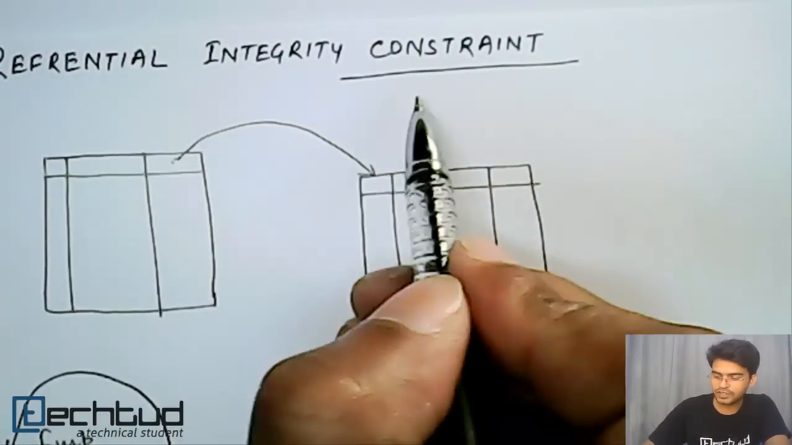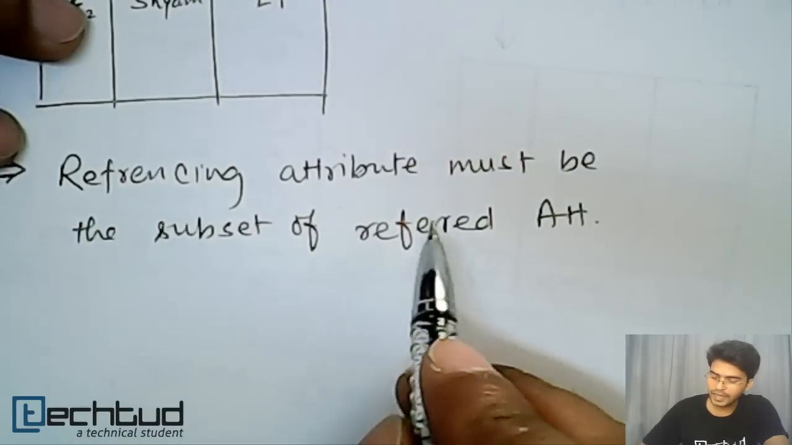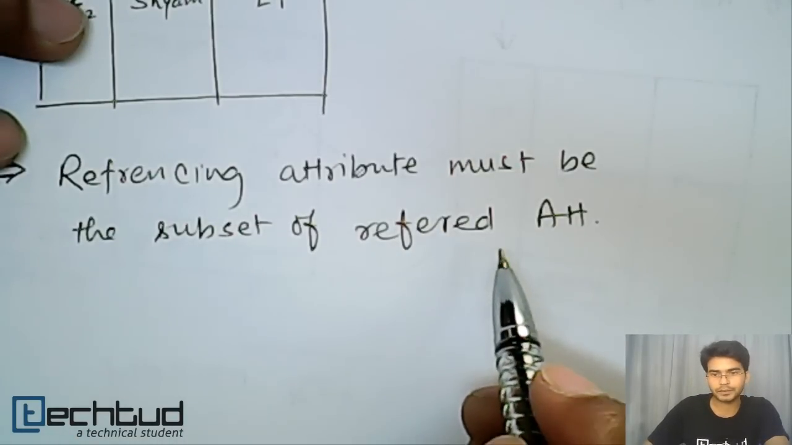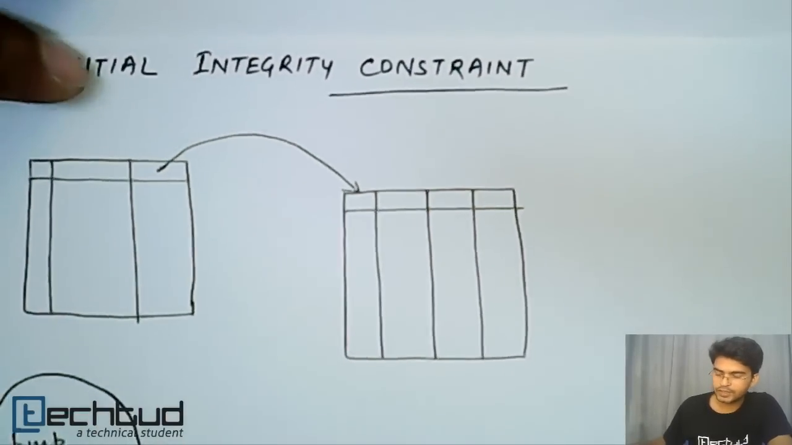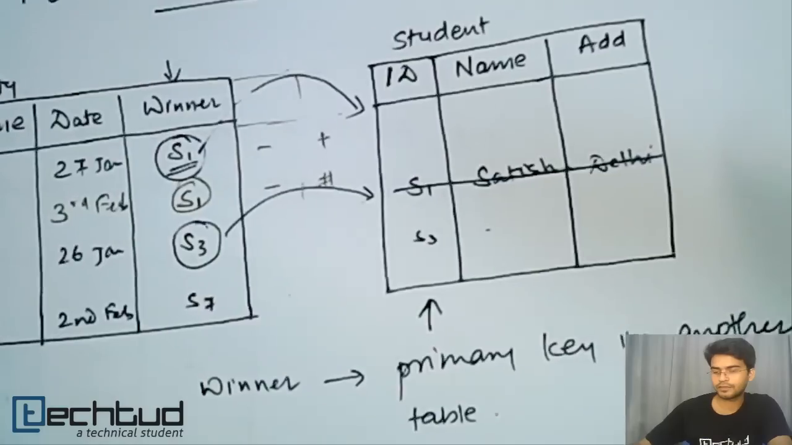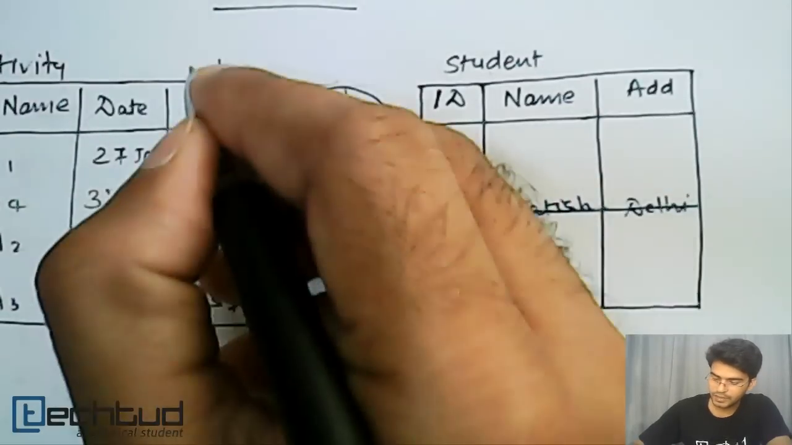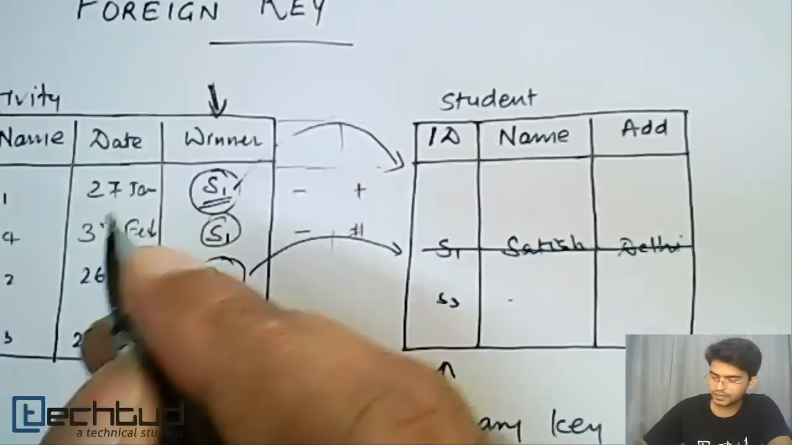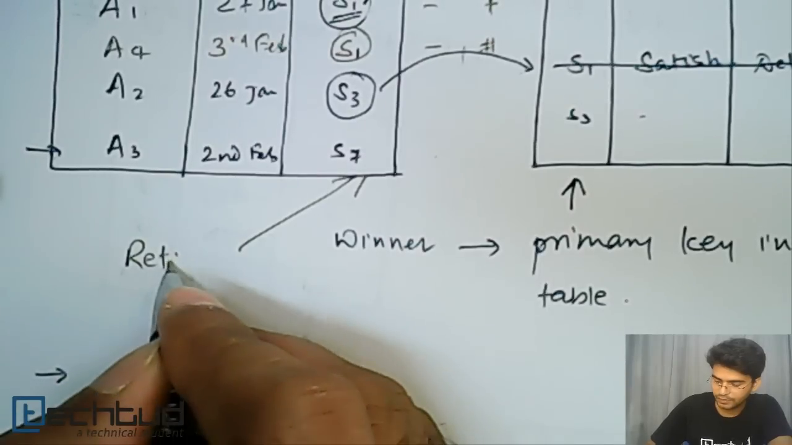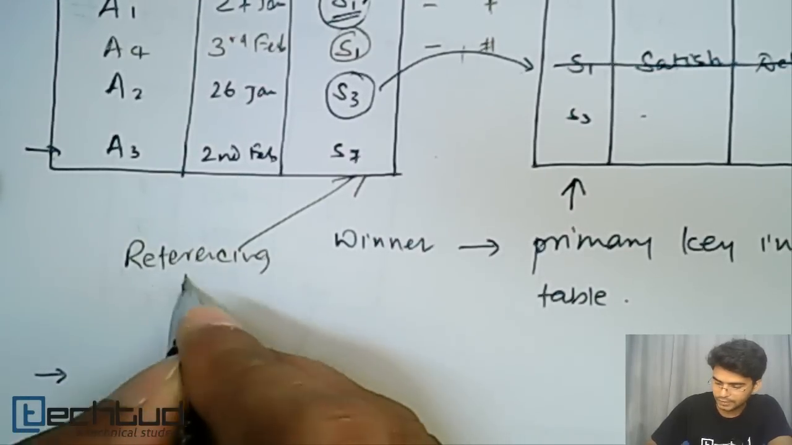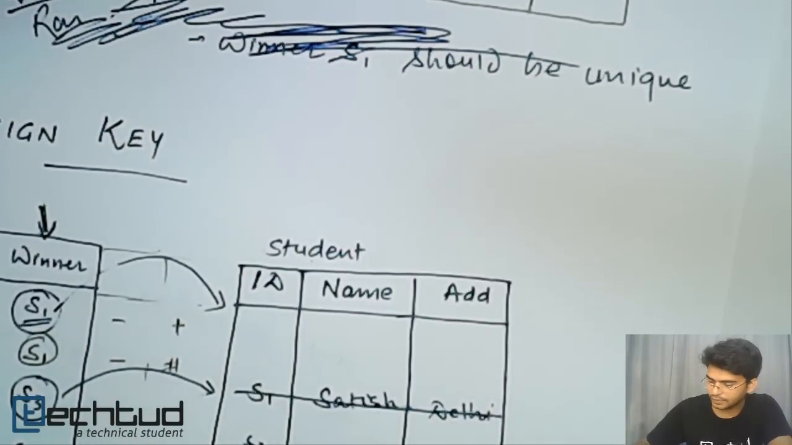Now in this lecture, this is referential integrity constraint, which we have already studied. It says that the referencing attribute must be the subset of referred attribute. Quite obvious, right? This is referencing attribute. Okay, so let's say in our previous example, we have already discussed this also. So this is our referencing attribute. We will write it. So this is referencing attribute, and this is referred attribute.